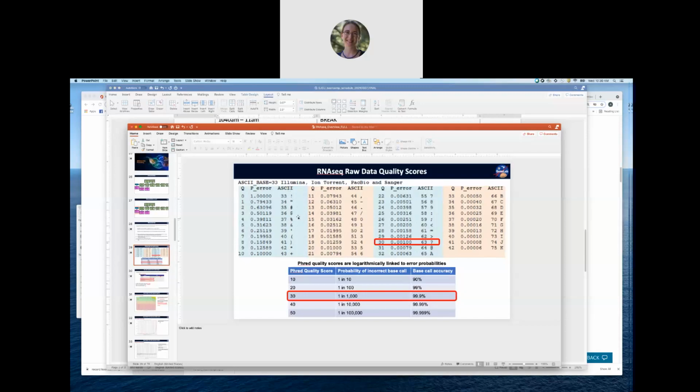And then it's going to read and interpret that. As it's reading these ASCII characters, it's going to look for any characters that are below this Q score of 20, so Q of 20 being 99% accuracy. Basically, the trimming tool is going to read and interpret this ASCII character, and if it sees an ASCII character that represents anything below a Q score of 20, it'll get rid of that base.